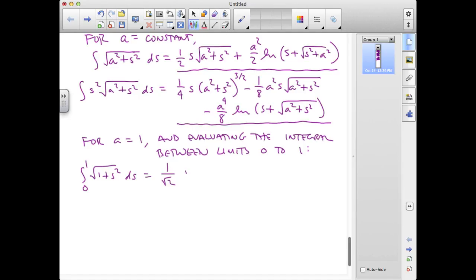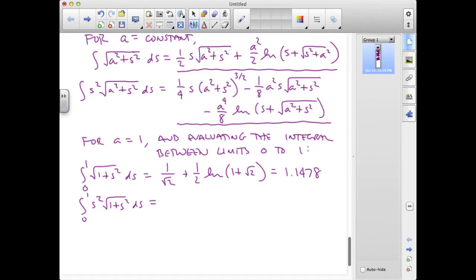And then we have plus 1/2 natural log of 1 plus the square root of 2. And then at the lower limit at 0, we lose the first term because s is equal to 0, and we lose the natural log term because we end up calculating natural log 1, which is also 0. So this is the entire result for the first integral, and that number turns out to be equal to 1.1478.